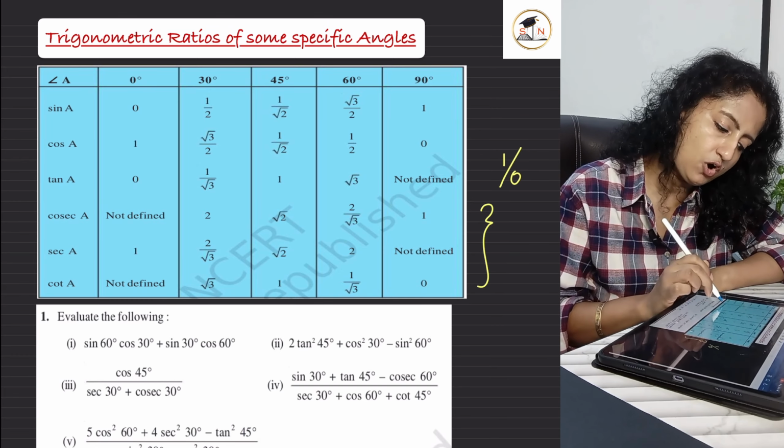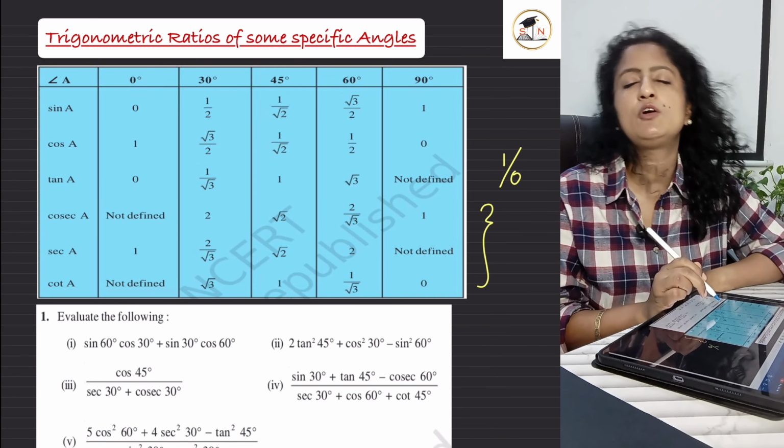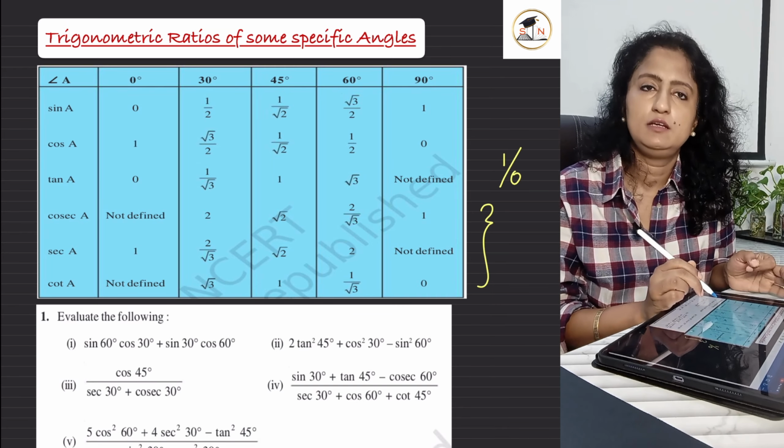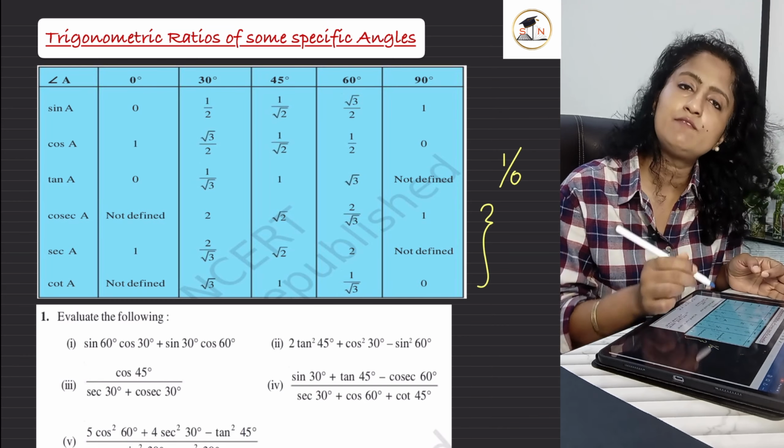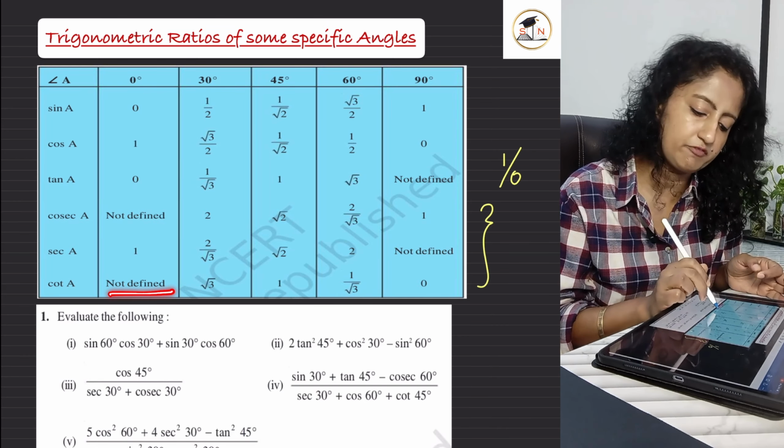And the last, cot 0. What is cot 0? It is cos by sin. So cos 0 is 1, sin 0 is 0, again 1 by 0 makes it not defined.